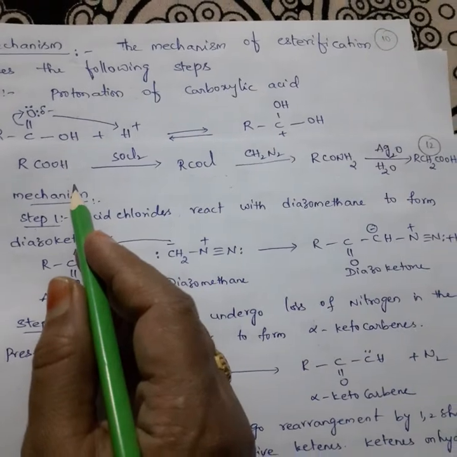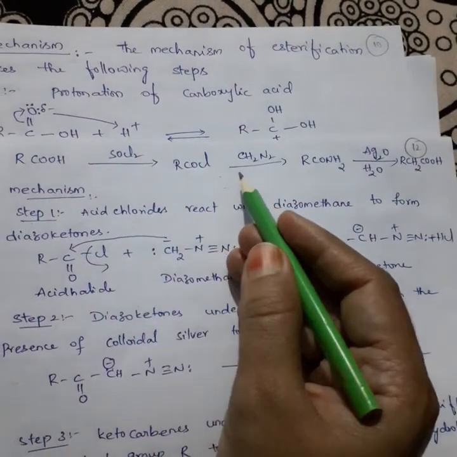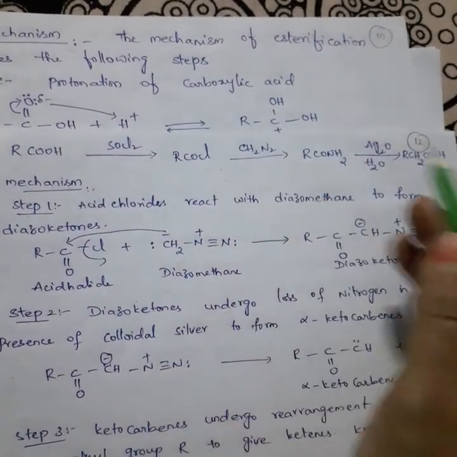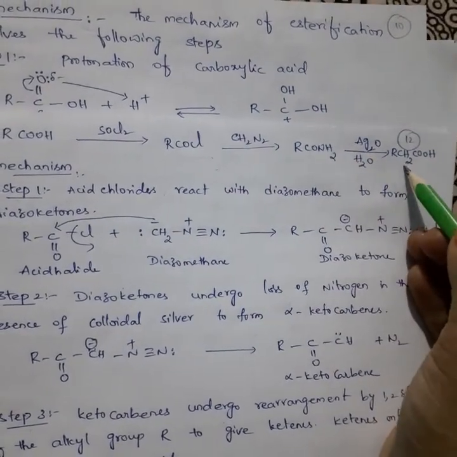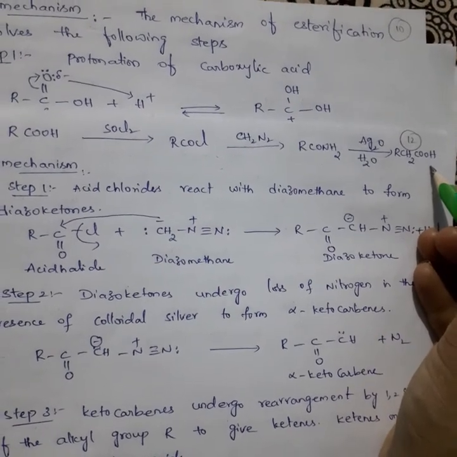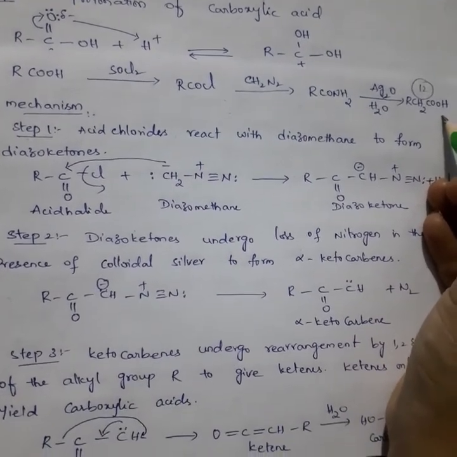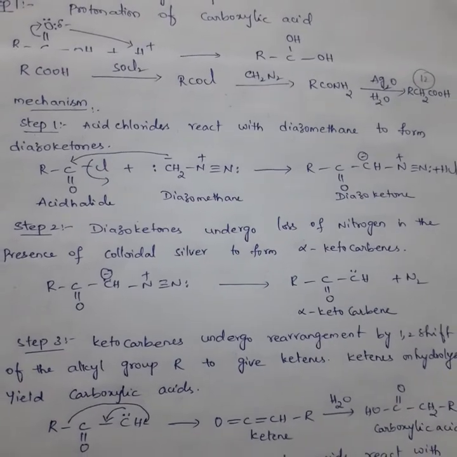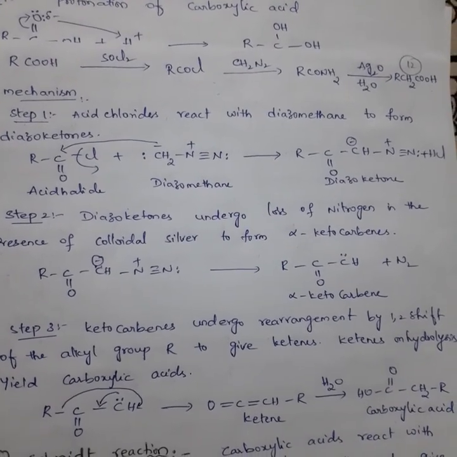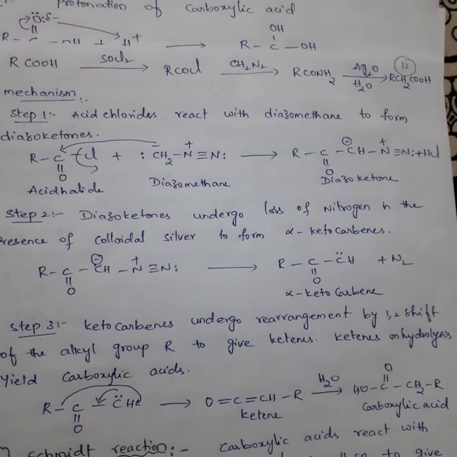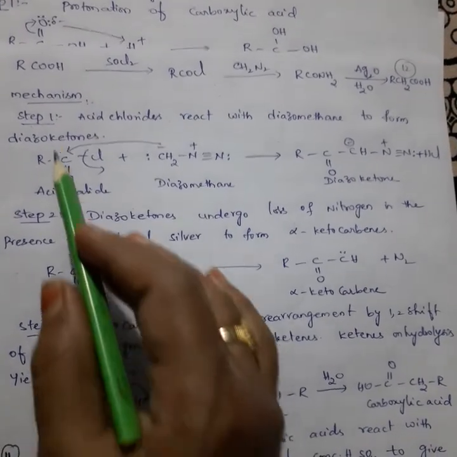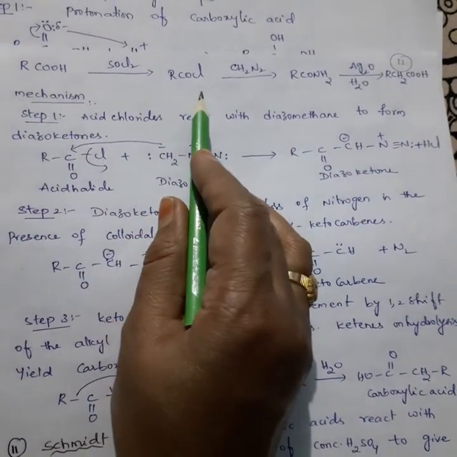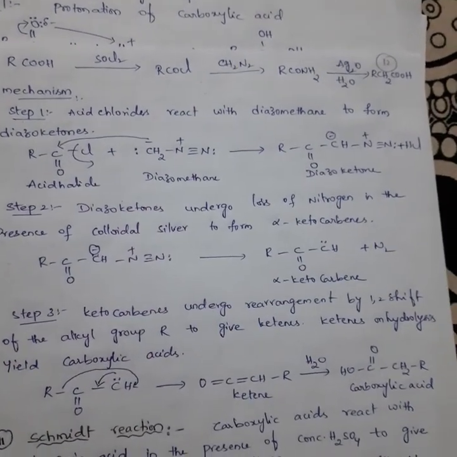So here I took RCOOH, with the addition of thionyl chloride and diazomethane. Finally what we got is RCH2COOH, meaning we prepared the next higher carboxylic acid. Now we need to study the mechanism of this Arndt-Eistert synthesis.